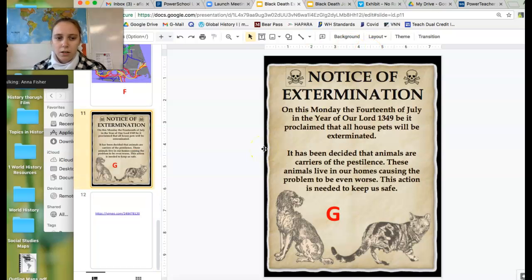Okay, G here. G is a notice of extermination. So it says, on Monday, the 14th of July of the year 1349, be it proclaimed that all house pets will be exterminated. It has been decided that animals are carriers of the pestilence. These animals live in our homes, causing the problem to be even worse. This action is needed to keep us safe. So yes, they attempted to kill all the cats and dogs living in people's houses.